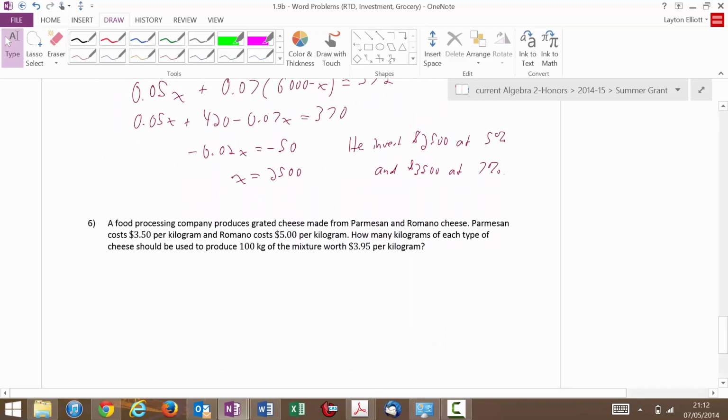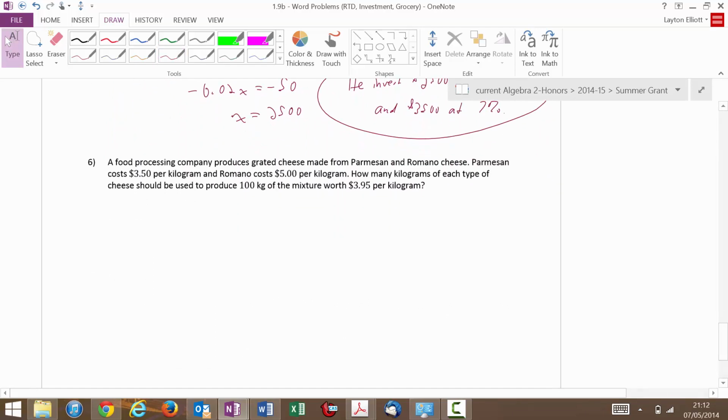Okay, last one. Let me circle this. This is a mixture problem. This is a common type of mixture. In essence, an investment problem is also a mixture problem. So this is very similar, at least in how we set it up.